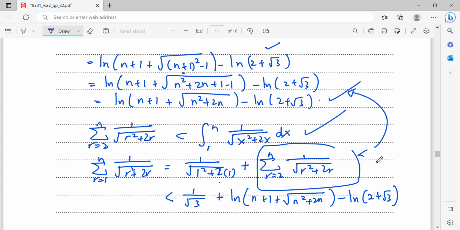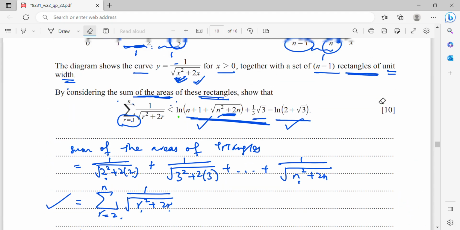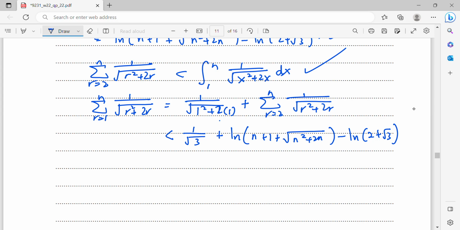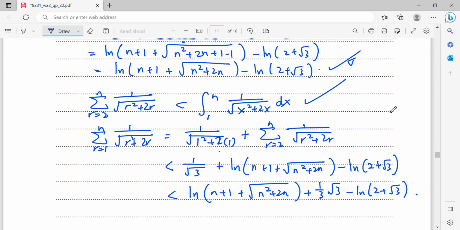Okay, and then now let's compare with the given answer. So first term is ln, second term is 1 over 3 root 3, third term is another ln. So now, by looking at our answer right now, it's better for you to rewrite. Okay, first term is the ln. Now, second term, instead of writing 1 over root 3, you may write 1 over 3 times root 3, which is the same. So minus ln of 2 plus root 3. So this is how we show this inequality.